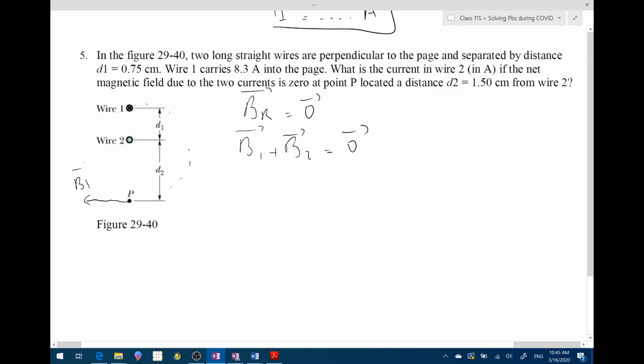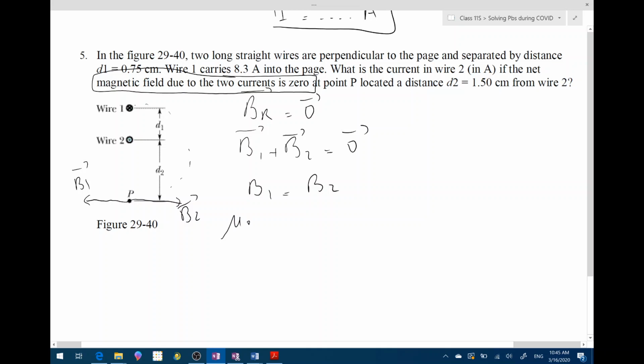This is B1. Wire 2 should carry a current as such, a dot going out of the page, so that according to the right hand rule it creates a magnetic field directed in that sense, so that they must oppose each other, and the reason is the net field is 0. Okay, this is where it says the net field is 0. So that must mean B1 should be the same as B2 in magnitude.